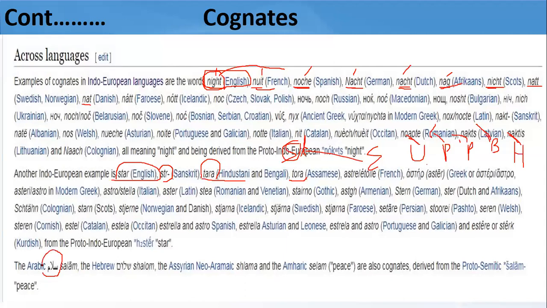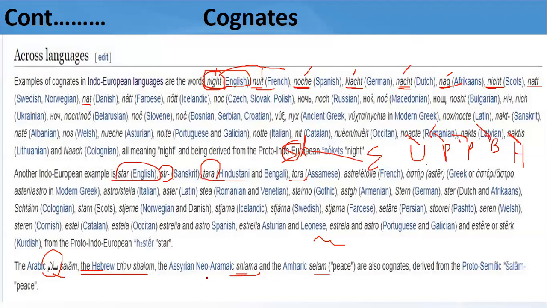In Arabic, we have salam. In Hebrew, we have the word shalom. In so many other languages, we have shlama, we have salim in the Amharic language, in Urdu, in Pashto, and Punjabi, we have salam again. So salam in the Arabic language, shalom in the Hebrew language, shlama, salam in Urdu, salam in Pashto, salam in Punjabi.